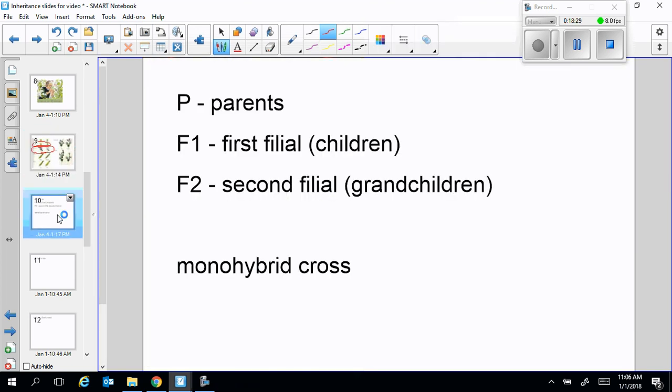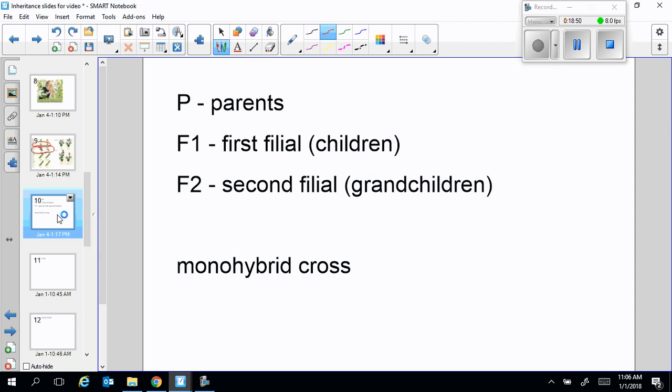All right, some words that are used when you're doing crosses. Your P is your parents. Your F1 is the first generation. The F really stands for filial, and that is your offspring. You can think of them like your children. And then F2, you're looking at your second filial.